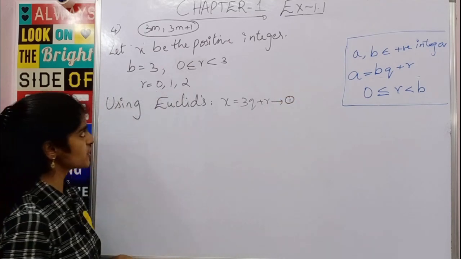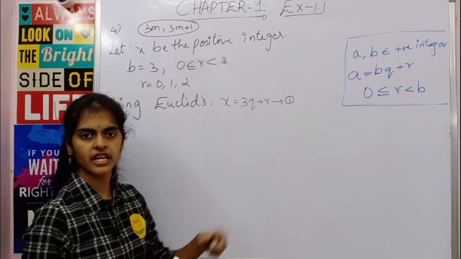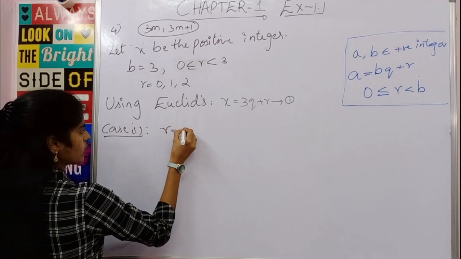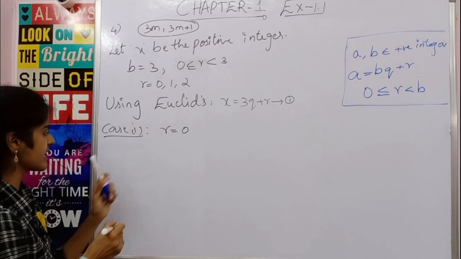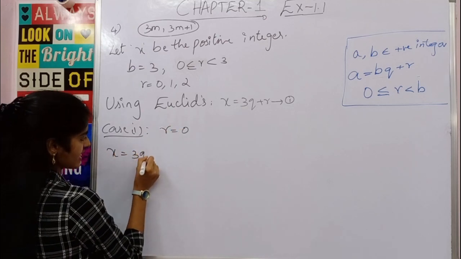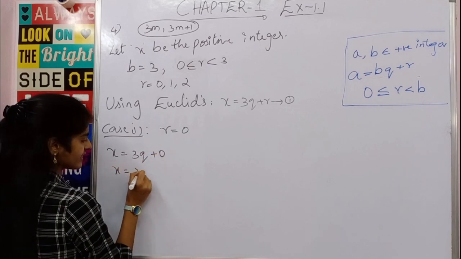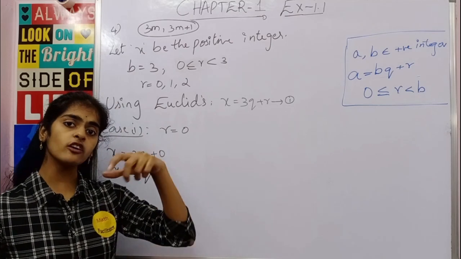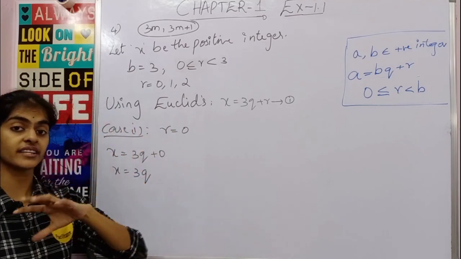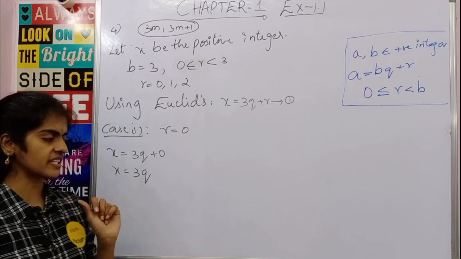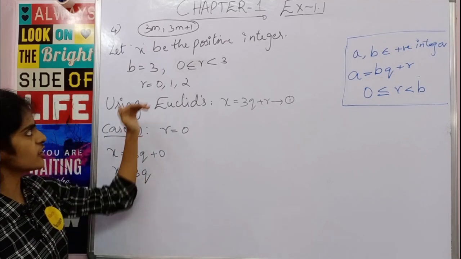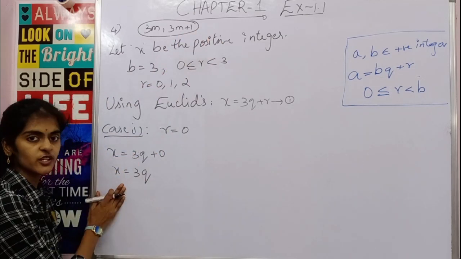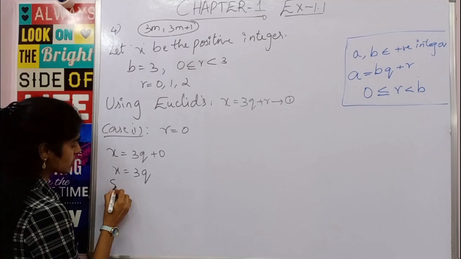Now let us substitute r equal to 0, 1, 2 in this equation. Case 1: when r equals 0, what happens? x will be 3q plus 0, so x is nothing but 3q. Clear? But what do you want in the question? You want the square of any positive integer. Now x is a positive integer that you have taken, but you want the square of this. So what should you do here? You have to square.